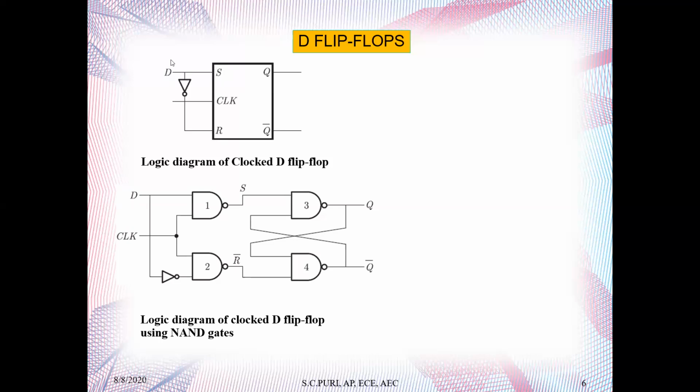On the other hand, when D is 0, S will be 0 and R is 1. R is 1 means whatever may be in Q, it will reset to 0. That means you can also visualize this like this. If I give D as 1, the output will be 1. If I give 0 over here, we will get 0, whatever the previous output may be. So that means we are getting the same input across the output.